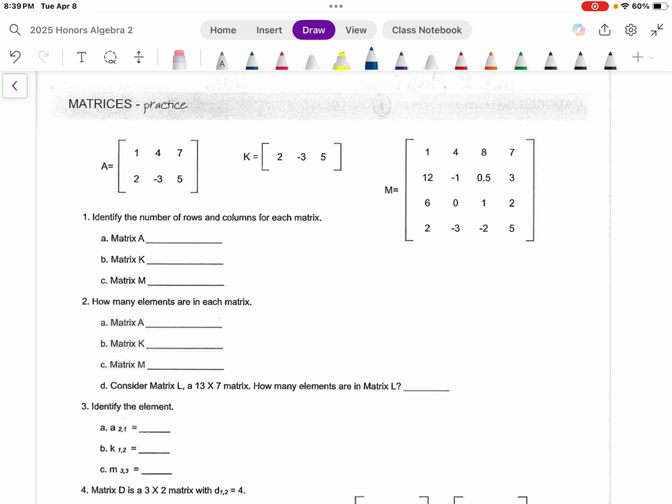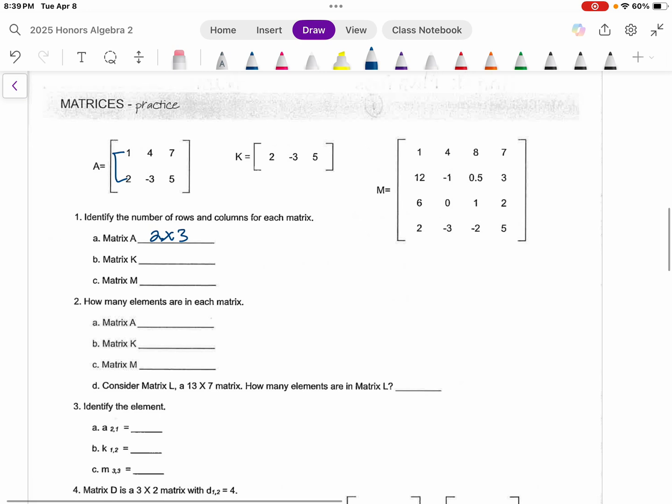All right, so now again, we want to identify the rows and columns, and name each. So this has 2 rows and a total of 3 columns, so it is 2 by 3. Matrix K actually only has 1 row, but it has 3 columns. So this is a 1 by 3 matrix.